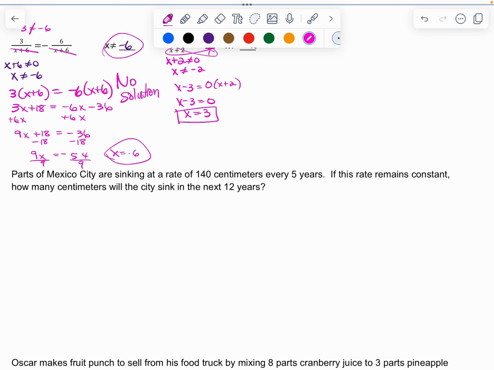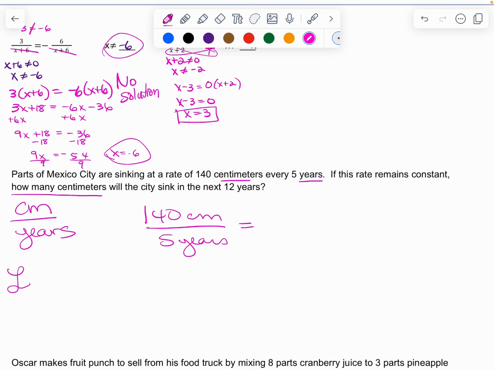Parts of Mexico City are sinking at a rate of 140 centimeters every 5 years. If this rate remains constant, how many centimeters will the city sink in the next 12 years? Now, we need a ratio. What are the two things they're comparing? They're comparing centimeters to years. So I can make a ratio, 140 centimeters to 5 years equals. Then it's asking how many centimeters. So let x equal number of centimeters. So we're going to put x and we're going to do 12.